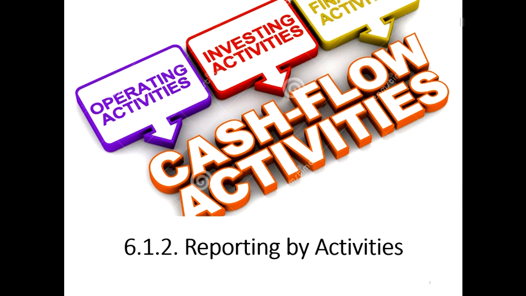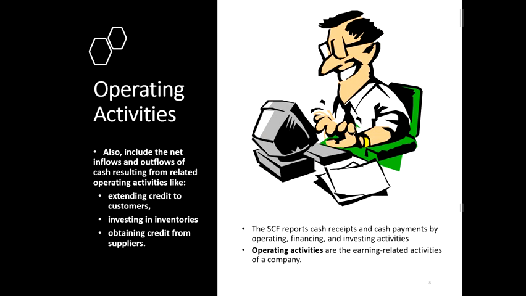Okay, so now let's go to 6.1.2 reporting by activities. So cash flow ni terdiri kepada 3 types of activities, that are operating activities, investing activities and financing activities. So you akan tahu lah dalam operating tu ada apa, investing tu ada apa, financing activities tu ada apa. Jangan tertukar. So now let's go to the operating activities. The statement cash flow reports cash receipt and cash payments by operating, financing and investing activities. So operating activities are the earning related activities of a company.